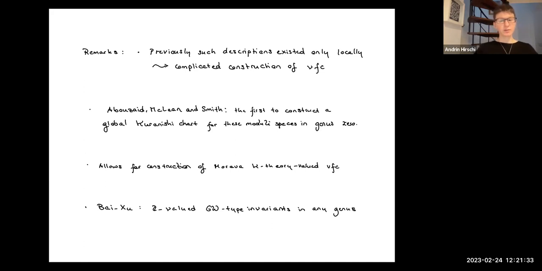Now, Abouzaid, McLean, and Smith were the first to construct such global Kuranishi charts for moduli spaces of stable maps. They constructed them only in genus 0, however. And they not only used this to get a neat definition of a rational virtual fundamental class, they also used this to define a Morava K-theory valued virtual fundamental class, which means that you essentially can define Gromov-Witten classes. It's not really classes anymore, but essentially you can look at Gromov-Witten invariants in generalized cohomology theories.